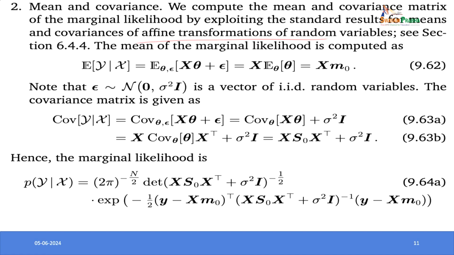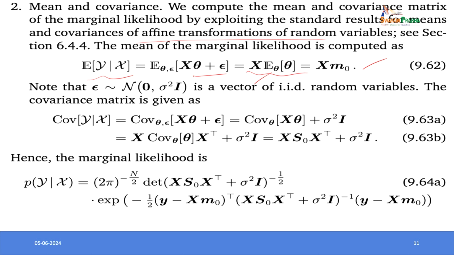The mean of the marginal likelihood is computed by the expectation of y over x, which is equal to the expectation of X theta plus epsilon, which is equal to X into E of theta, which is equal to X into m naught. Here epsilon is approximately N of 0 comma sigma square I, a vector of IID random variables.